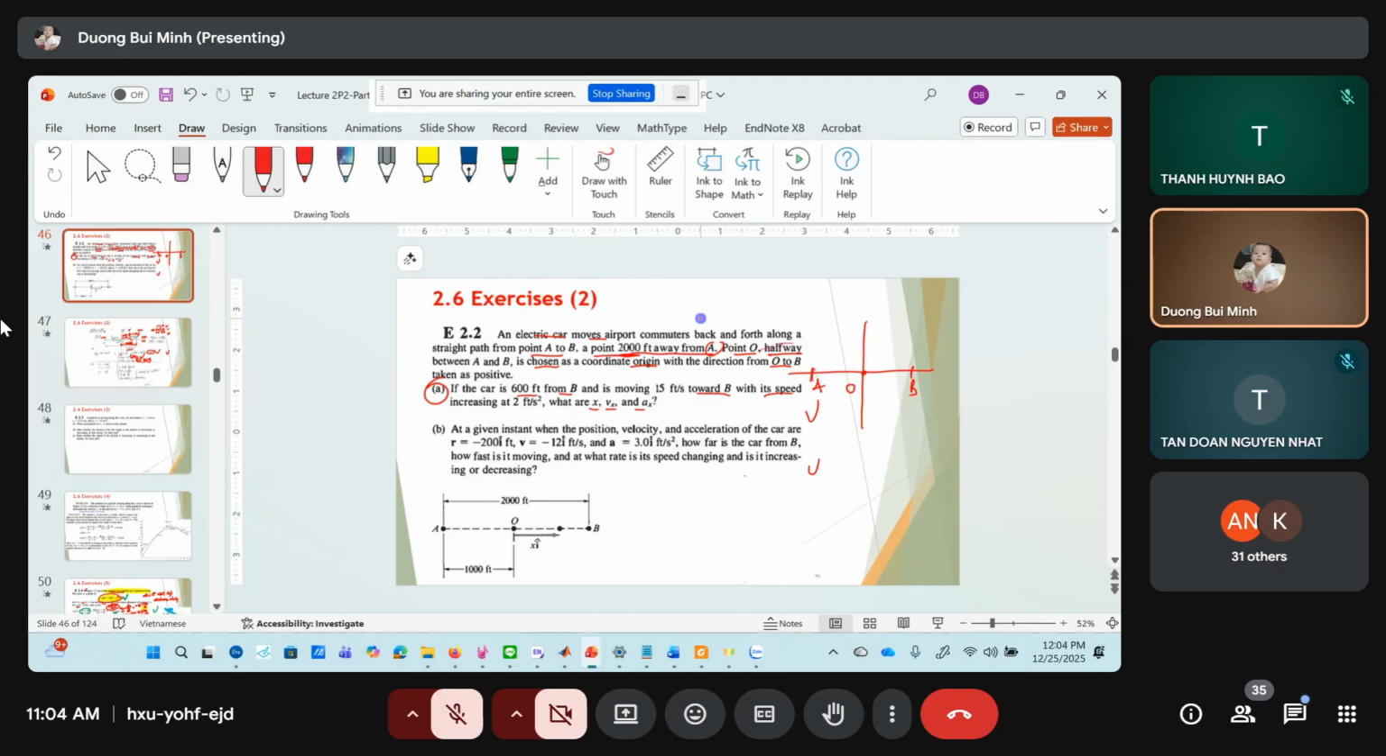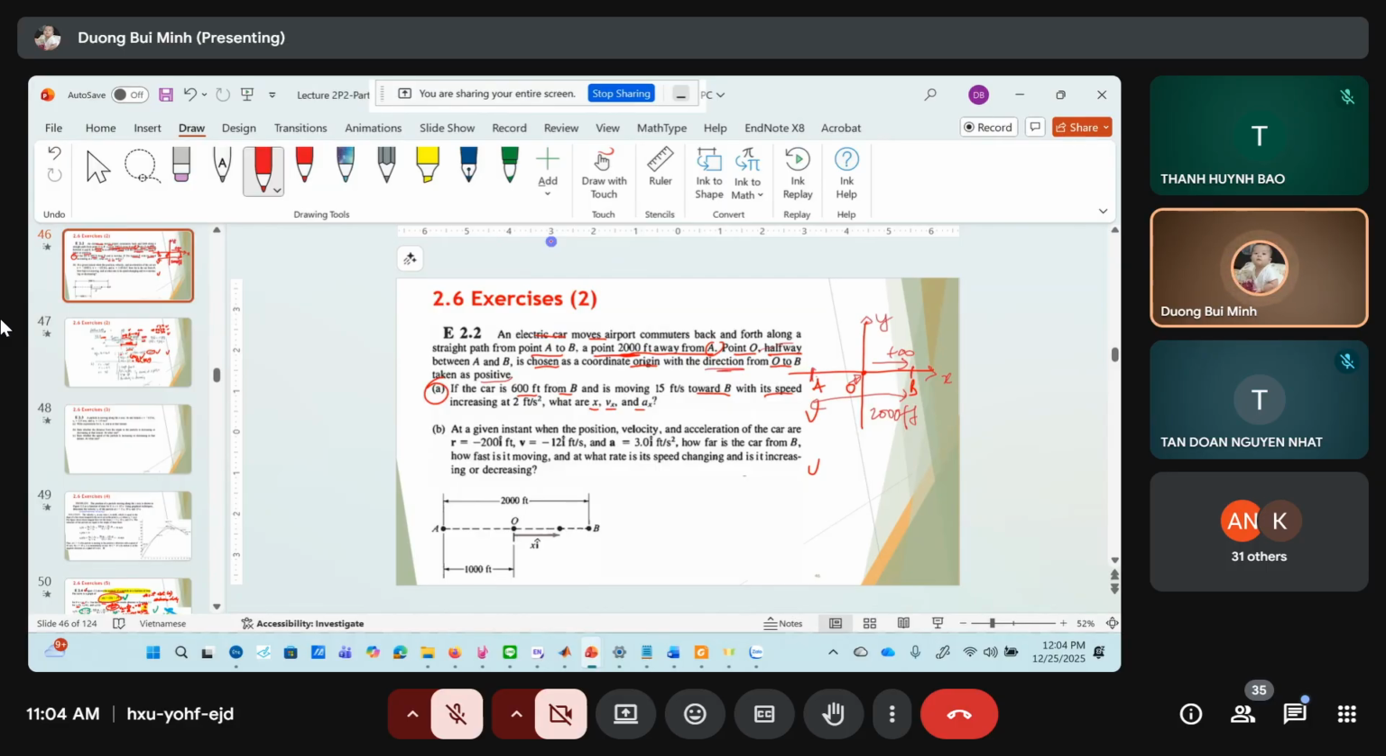From point A to point B, we have 200 feet. At point O, halfway between A and B, they say point O is halfway. E chooses A as the coordinate origin, so the origin should be here, with the direction from O to B. They mentioned the direction from O to B must be positive. It's positive, okay?